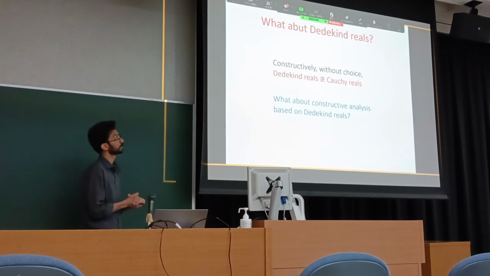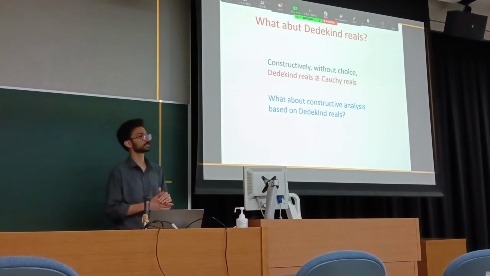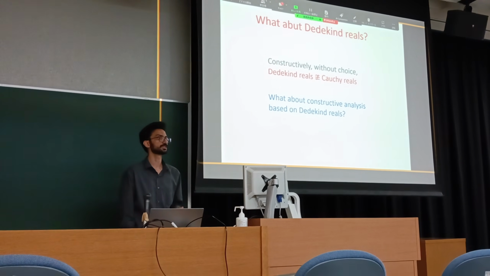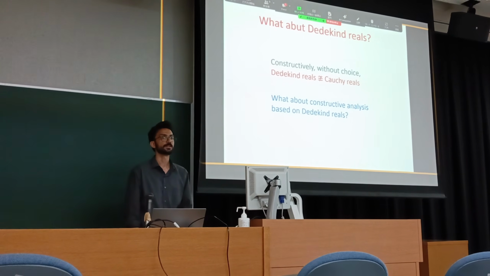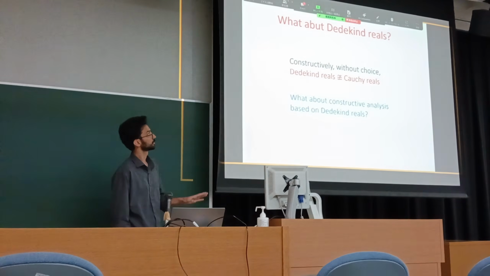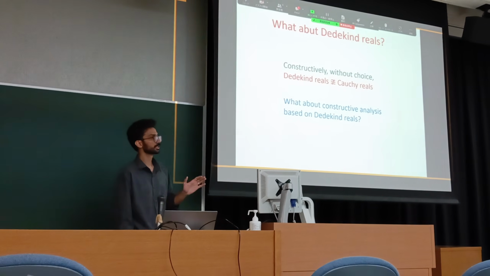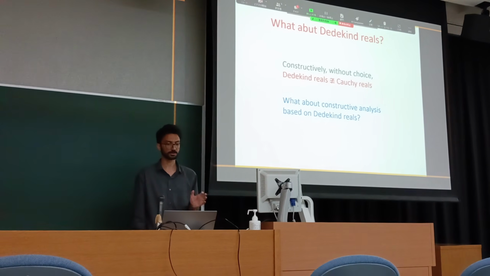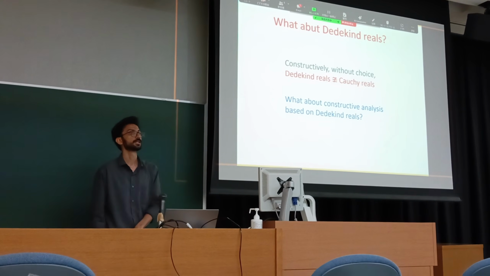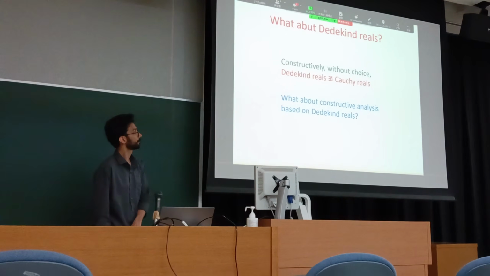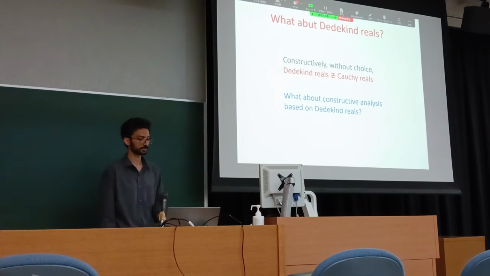But what about Dedekind reals? Because we know that constructively, without assuming the axiom of countable choice, we cannot prove that Dedekind reals and Cauchy reals are isomorphic. So a natural question is, what about constructive analysis based on Dedekind reals instead of Cauchy reals?